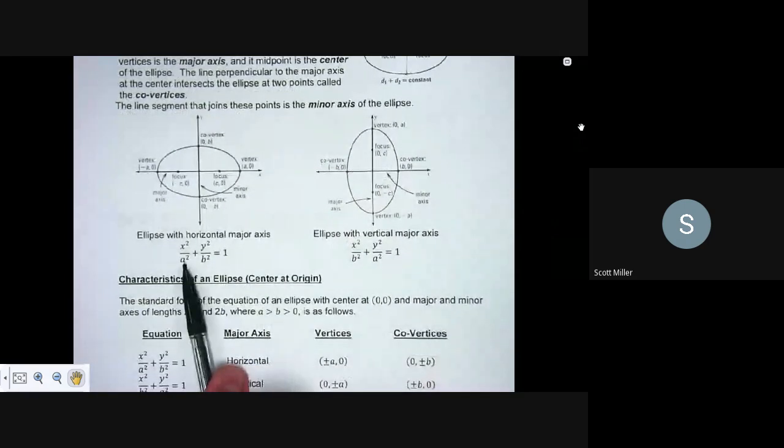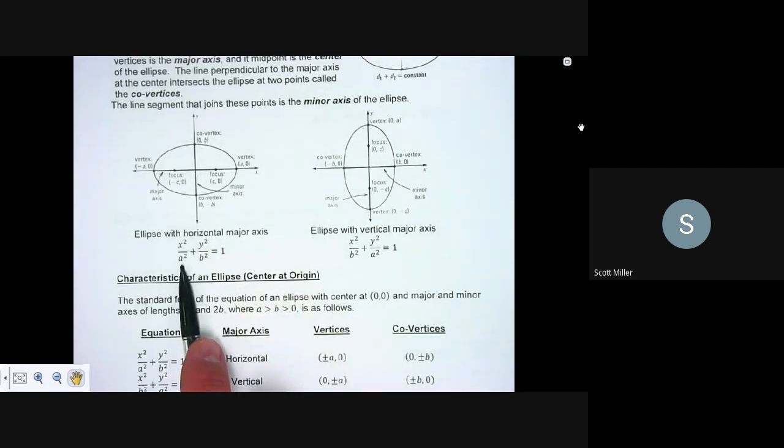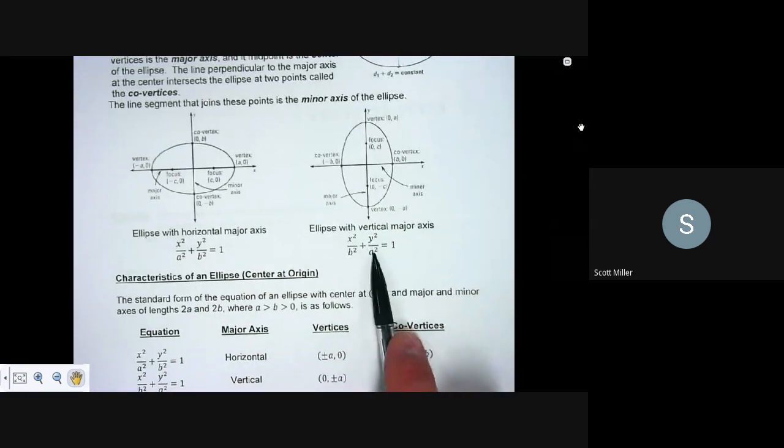And so then I can look into my equation. Where is the A squared? Well, on a horizontal one, the A, the bigger number, is under the x. And on the vertical one, the A is under the y. This means whichever number is bigger underneath is going to determine if it's horizontal or vertical.